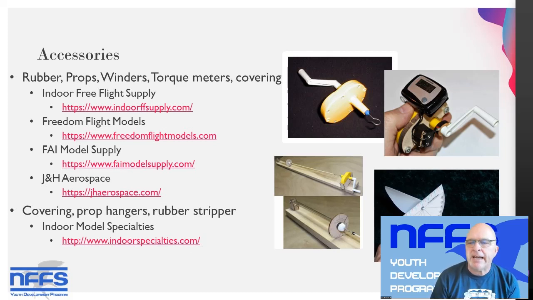FAI Model Supply has rubber. They have some Icaro props. I'm not sure what's in stock this year. A lot of people have gone to the Indoor Free Flight Supply props, which are a newer version of what Icaro was selling. J&H Aerospace is also a complete indoor free flight supply company, indoor and outdoor, has an extensive line of planes and equipment. And Josh is very supportive of the Science Olympiad community and has geared a lot of offerings, including torque meters and prop pitch gauges and so forth for the Science Olympiad community.